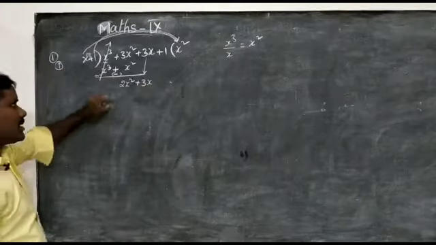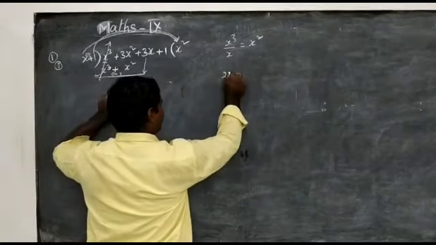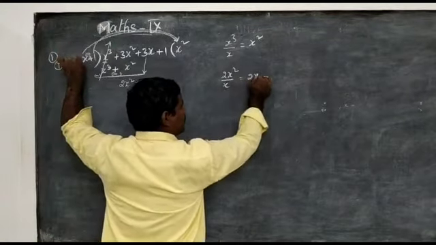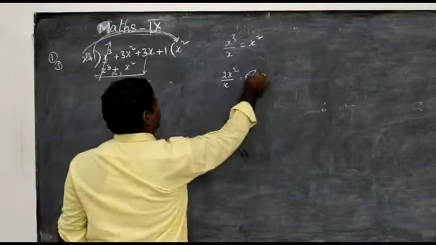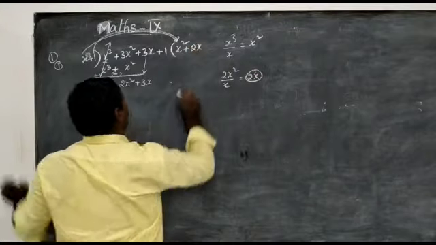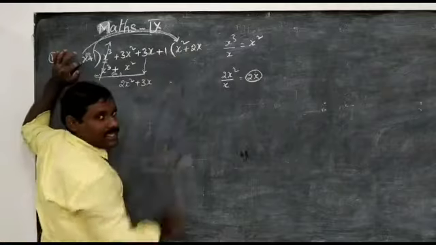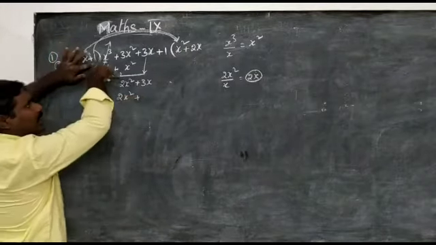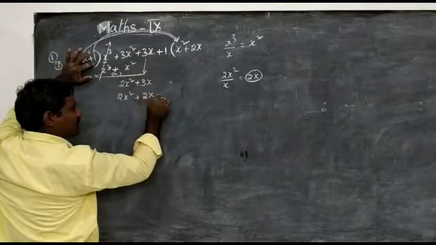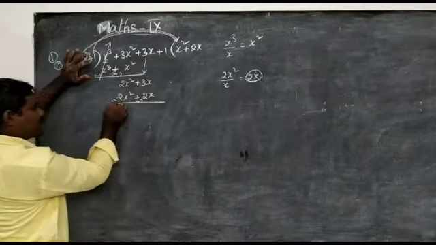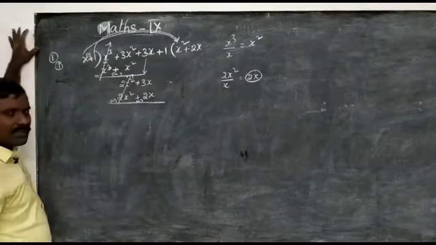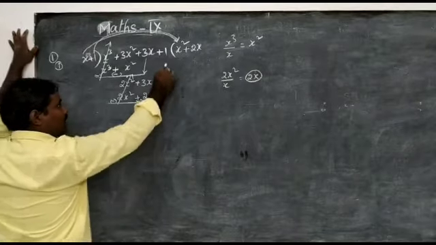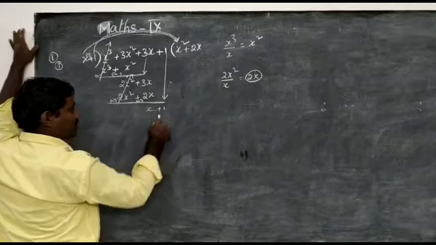Now again the same process. In this the first term is 2x square. Divide with the same x. Now we get 2x. Write this here. Again the same process, x into 2x, 2x square, plus 1 into 2x, 2x. Now again subtract, signs change. Plus 2x square minus 2x square cancel. 3x minus 2x, it is x. And the last term is plus 1.